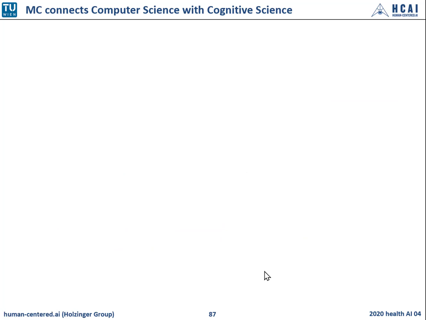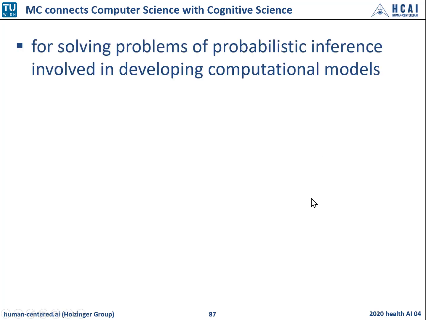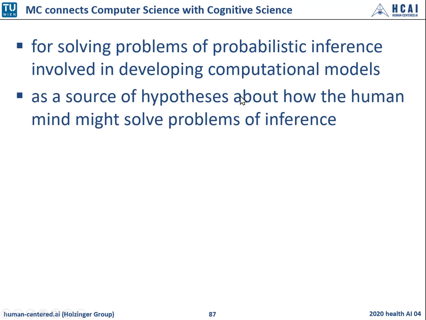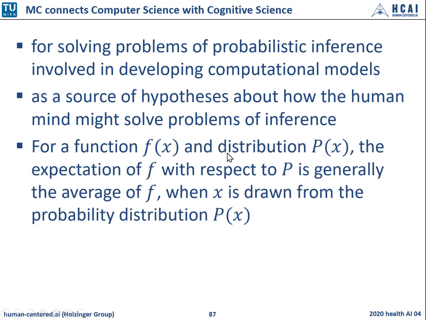MC connects computer science with cognitive science and many other areas. So we can use it for solving problems of probabilistic inference involved in development of computational models, and as a source of hypotheses about how the human mind might solve problems of inference. Therefore it is often called the Bayesian brain, the human mind as a probabilistic inference machine. So you see, MC connects computer science beautifully with cognitive science.